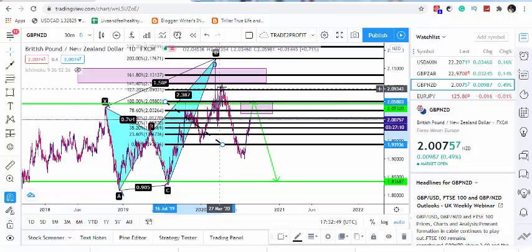Alright, so look at this one. Like I said, this thing can wick. It can wick, only wick. It can wick away, but it shouldn't close on it. Alright, so this is a valid C level.